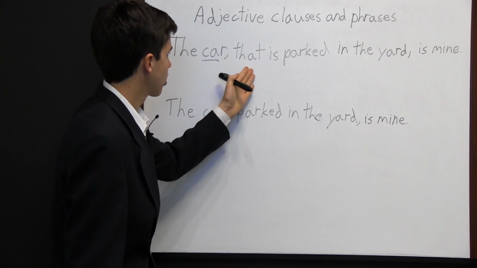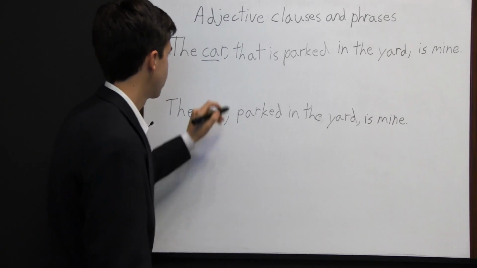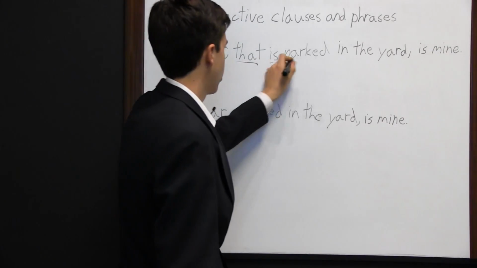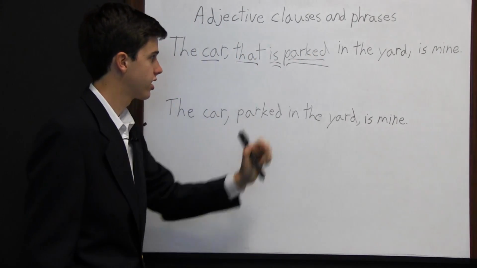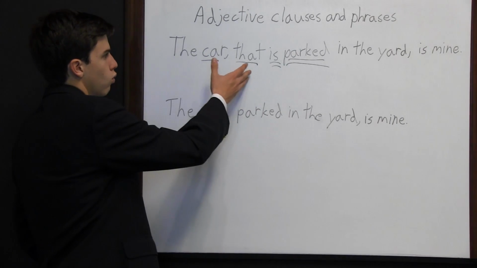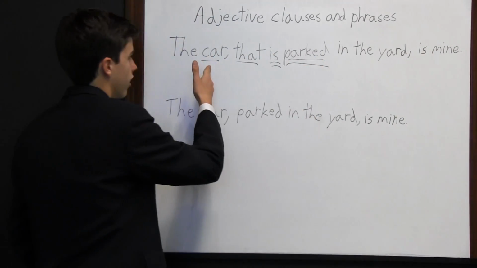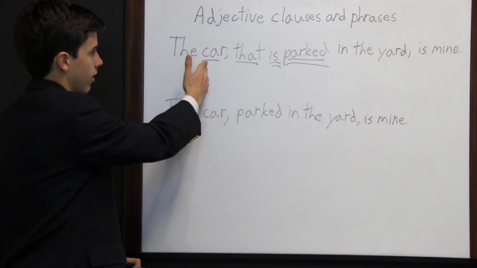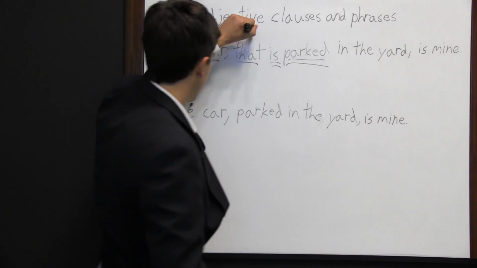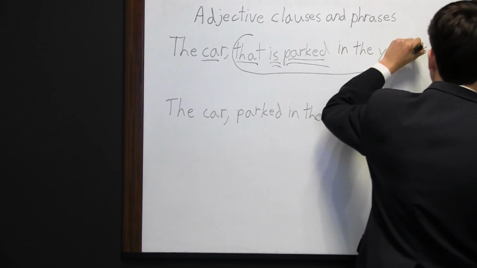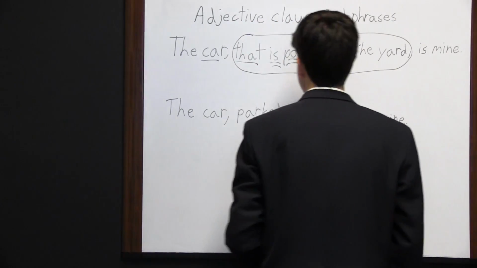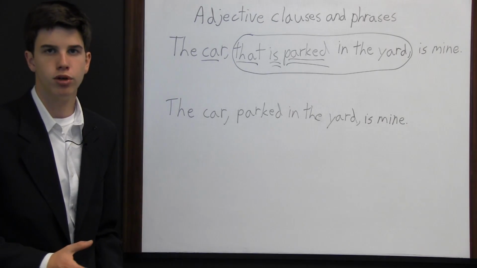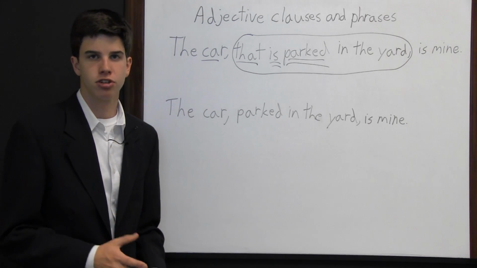If we look at this clause right here, we notice that it contains both a subject, that, and is, which is a verb. And parked is also a verb. So that is parked in the yard. What is parked in the yard? The car is parked in the yard. So that is parked in the yard is further describing the word car. So this right here is an adjective clause. And adjectives can often be removed from a sentence, and the sentence will still make sense.